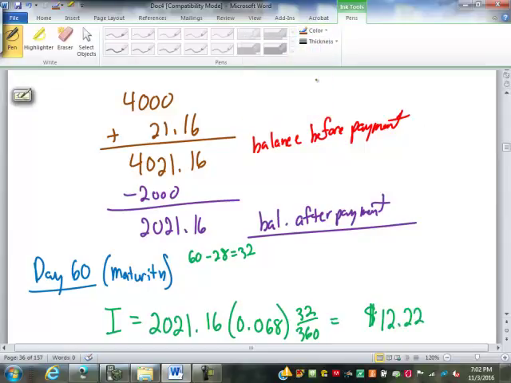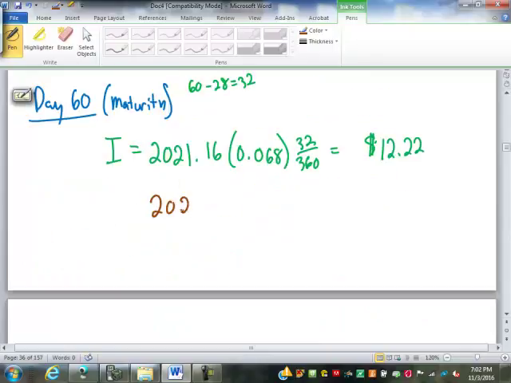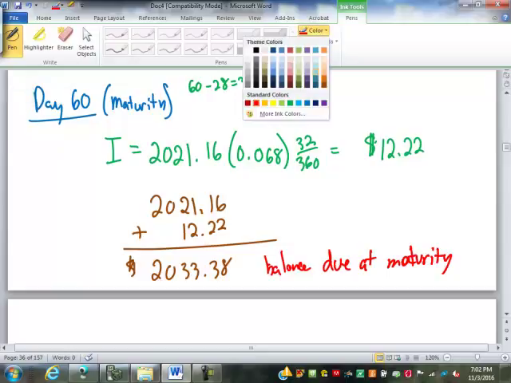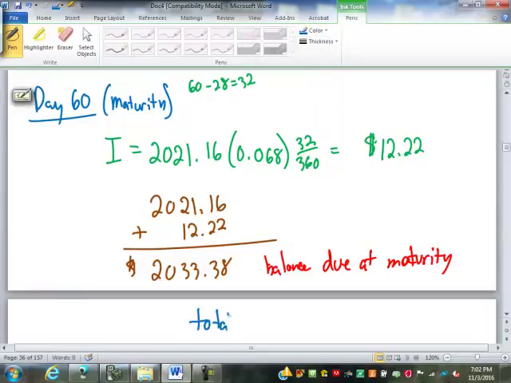So now we have to add that to the previous balance. 2021.16 plus 12.22 is 2033.38. That is our balance before our payment. Actually, it's not our balance before our payment. That's our balance due at maturity. Final balance, yeah, that would be fine. Total interest was how much? Perfect. Total interest is $33.38.